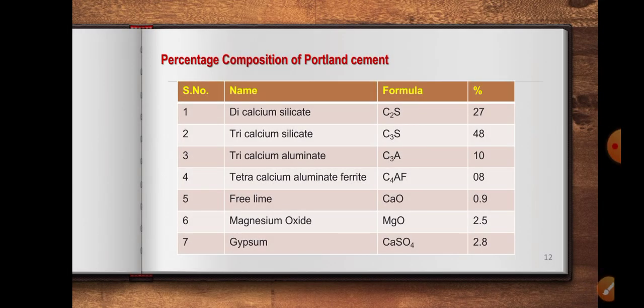Here we have shown the percentage composition of Portland cement. The ratio of dicalcium silicate is 27%, tricalcium silicate is 48%, tricalcium aluminate is 10%, tetracalcium aluminoferrite is 8%, free lime is present at 0.9%, magnesium oxide is present at 2.5%, and gypsum which is added should be 2.8%.